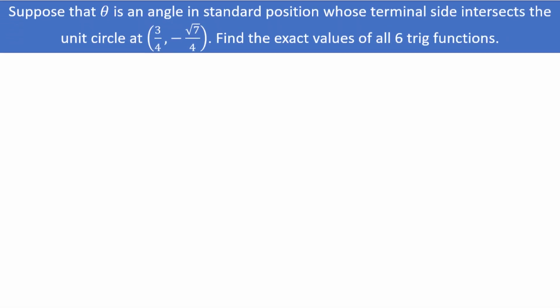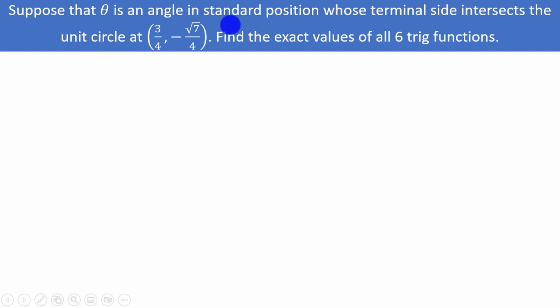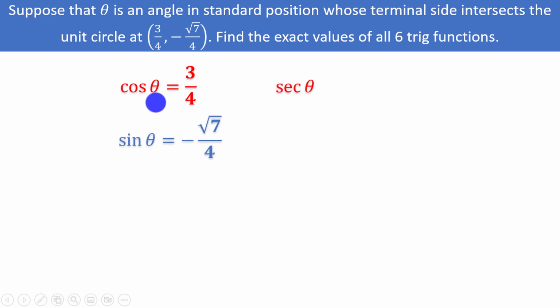Let's look at another problem. Suppose that theta is an angle in standard position whose terminal side intersects the unit circle at the point 3/4, -√7/4. We are asked to find the exact values of all 6 trig functions. Just like last time, we get cosine and sine for free. Cosine is the x-coordinate, which is 3/4. Sine is the y-coordinate, which is -√7/4. Secant is the reciprocal of cosine, which is 4/3. Cosecant is the reciprocal of sine, which is -4/√7.